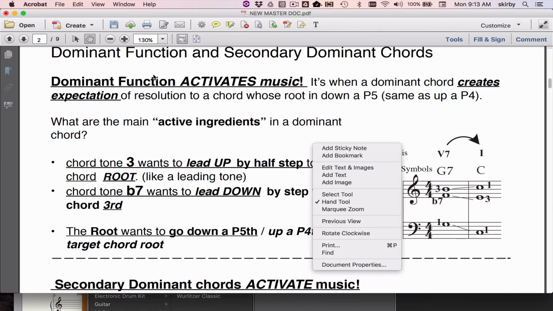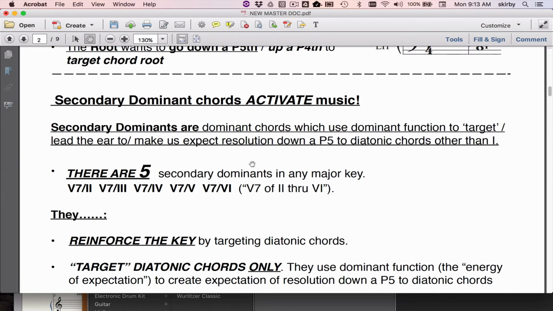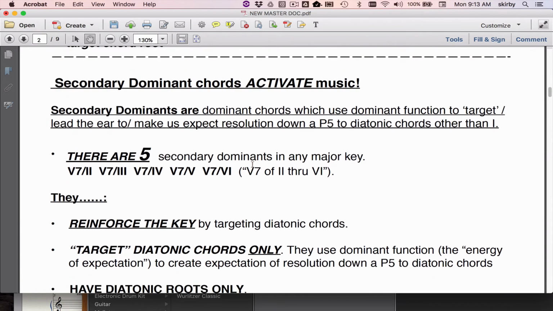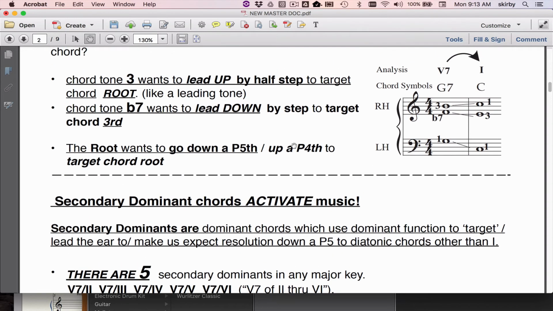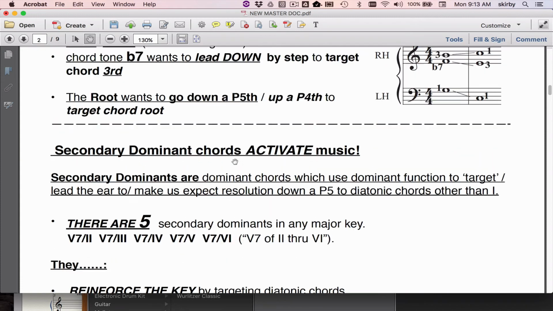So we can take this concept, dominant function, and target other chords. The next way we do that is with secondary dominants. Secondary dominants target other diatonic chords other than one. This is the primary dominant, 5, 7 to 1. But the other chords that we use for secondary dominants are 5, 7 of 2, 3, 4, 5, and 6 in a major key. Now, why are they called 5, 7 of?